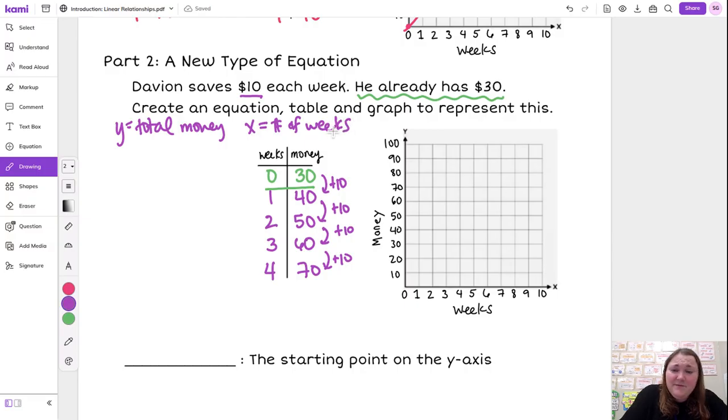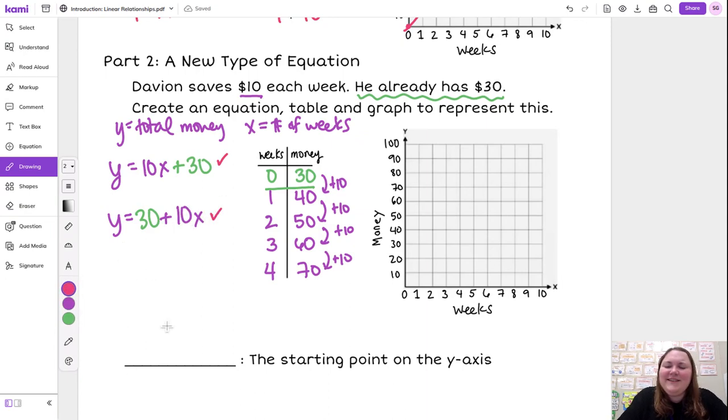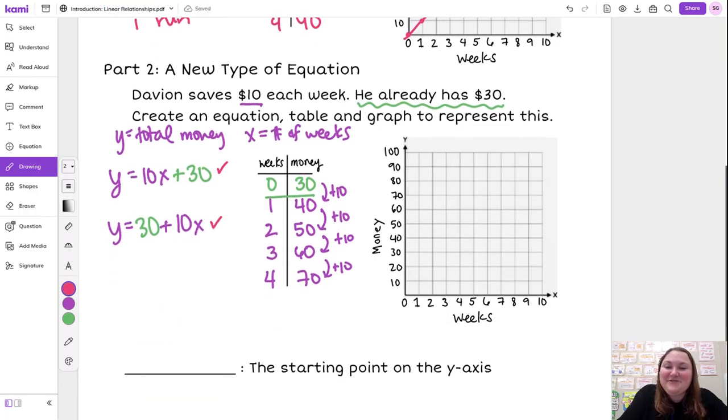And so similar to before, our total money, well, he's saving $10 each week, but we can't forget he already has some money. He is starting with the $30. Now you can write this equation, this is good. You could also have the 30 first. He's starting with $30 and he adds $10 each week. Both of these are good. They both mean the same thing. So the difference in our equation compared to before is we've got this extra number, this constant.